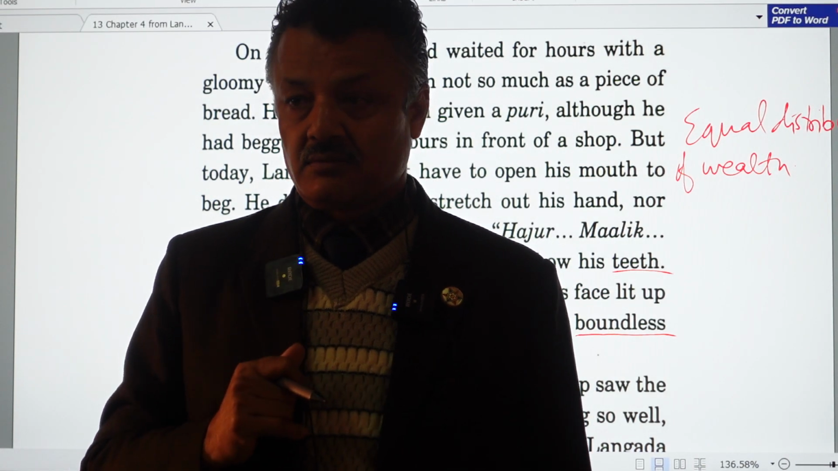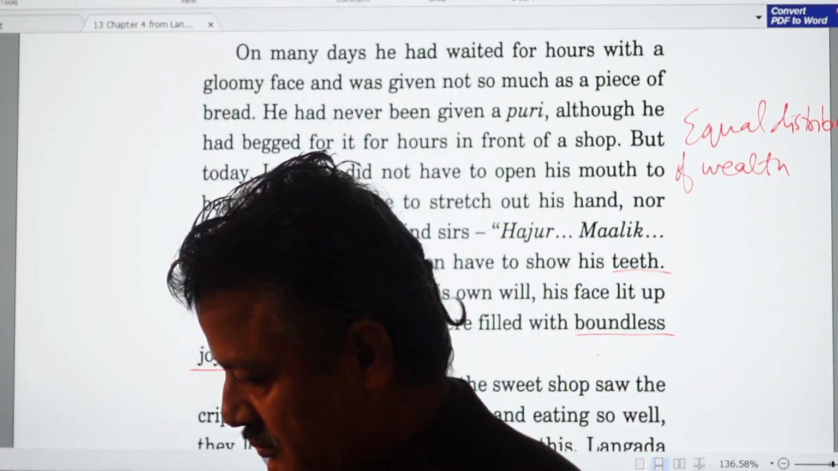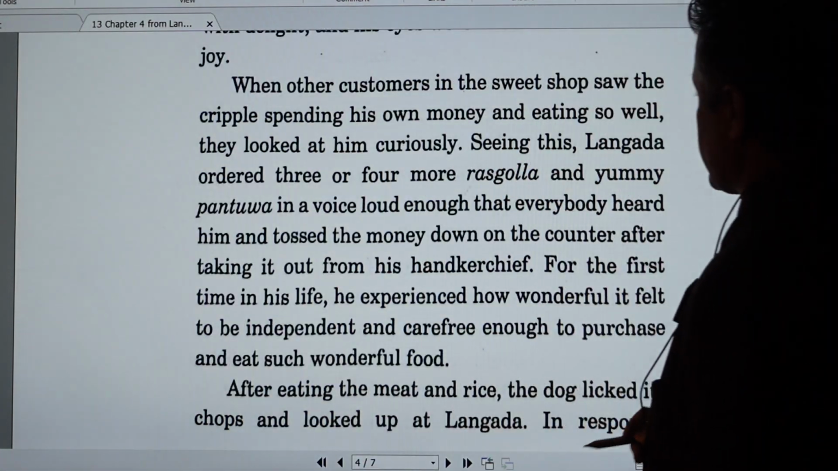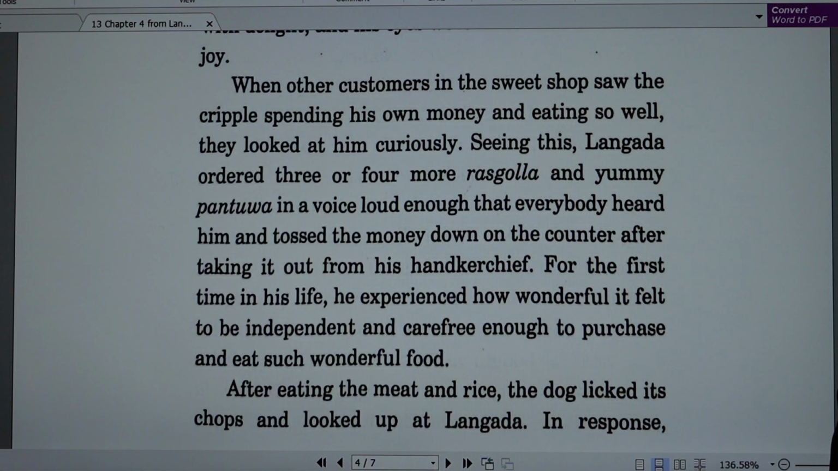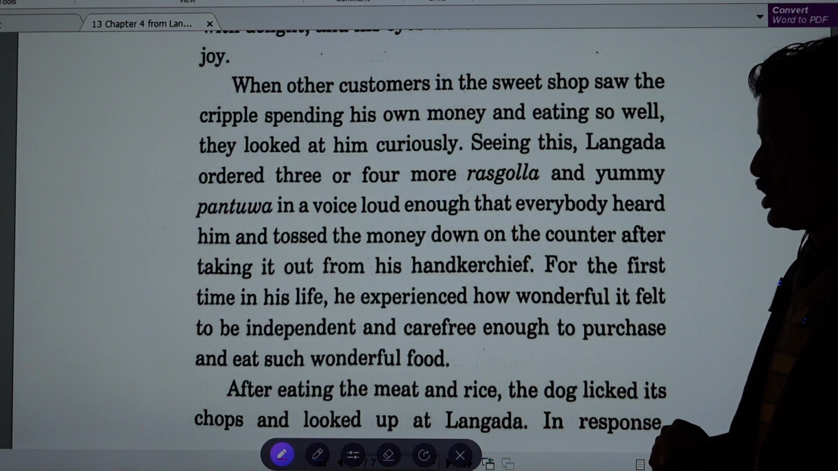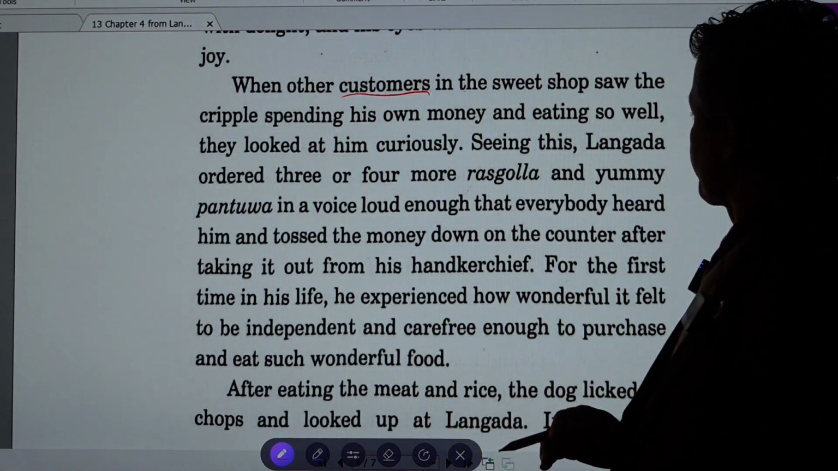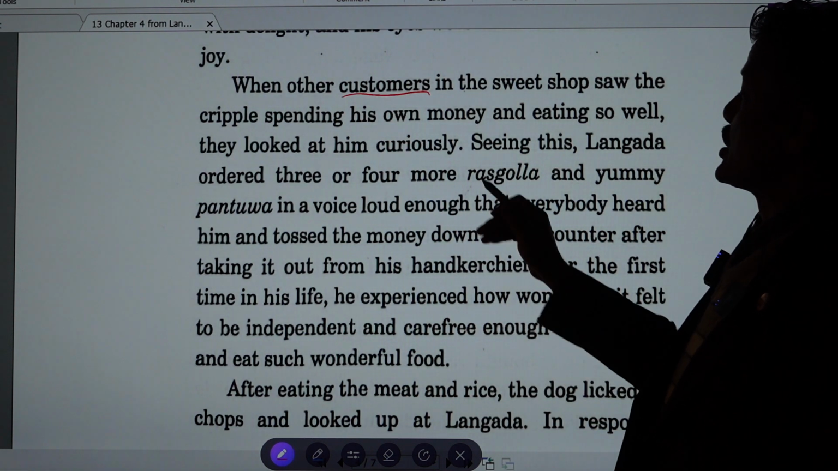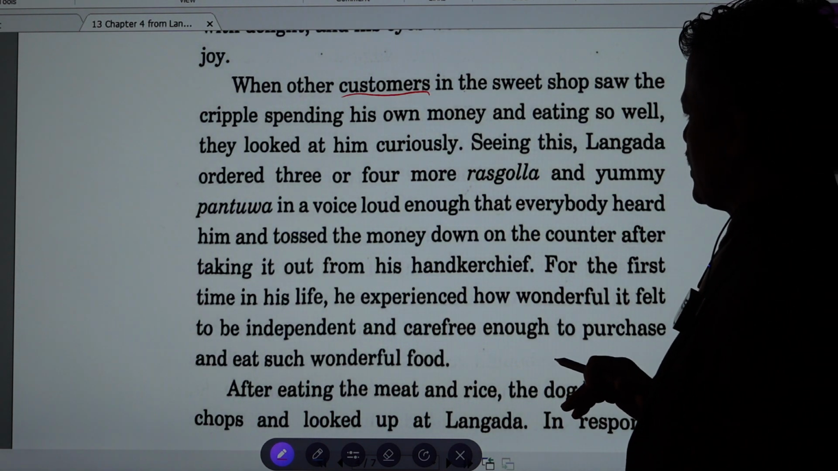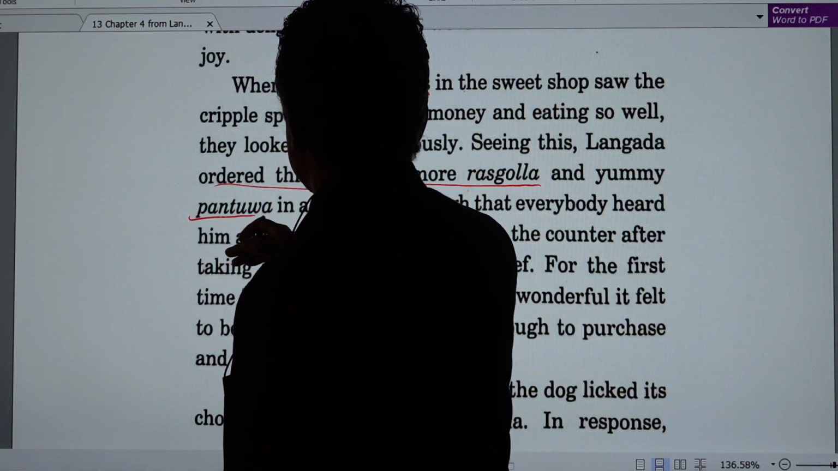See this thing. First he feeds the dog. He doesn't eat himself. When other customers in the sweet shop saw the cripple spending his own money and eating so well, the customers knew him pretty well because he was familiar in that area. They looked at him curiously. Seeing this, Langada ordered 3 or 4 more rasgola and yummy pantua.